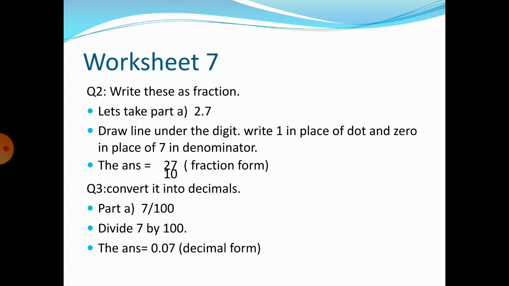Question number 3, convert it into decimal. If the question is given in the fraction form, how can we convert it into decimal? Simply divide it. Part 1 is 7 divided by 100. What you have to do? Divide 7 by 100. Then you will come to know the answer. 0.07 is the decimal form. You can solve the rest of the questions like this.